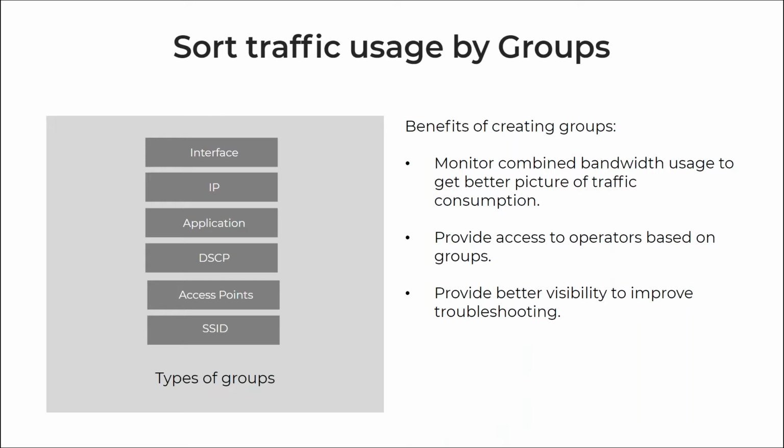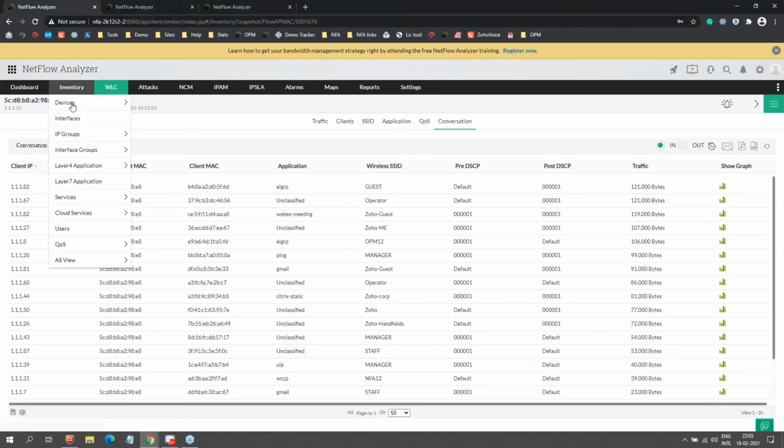your port channels or only your VLANs, if you've created a group for that, you can now drill down further, because under the inventory you already have the different kinds of groups that are listed, and you can make use of that and view the traffic on that front. So we'll be talking about that now.